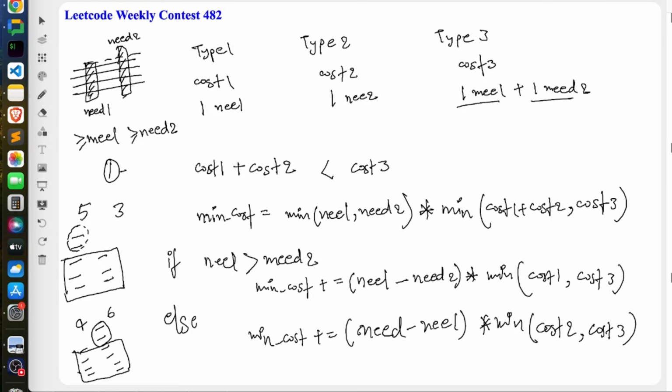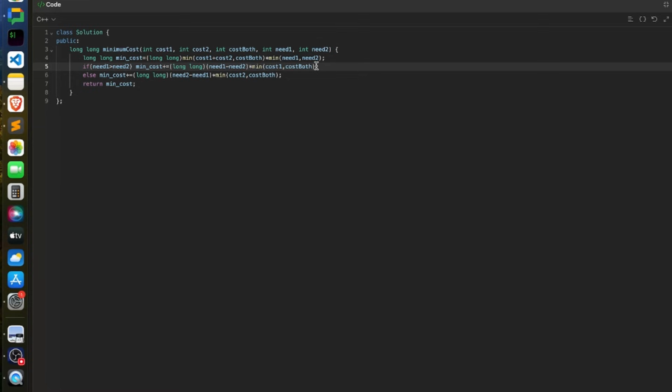And now let's look at the code. Here is the code of the second problem. This code is exactly how I have explained in the explanation part, so I would highly recommend to check that out. You are given cost 1, cost 2 and cost 3, right? Instead of cost 3 here it is given as cost both, but that's fine.